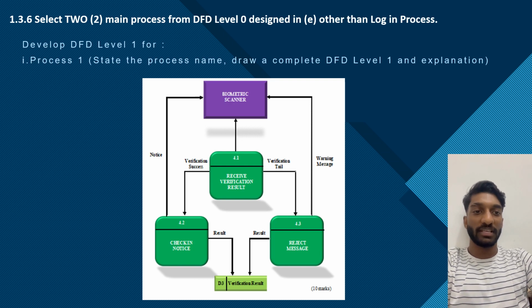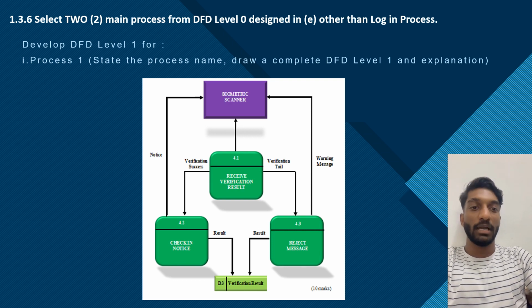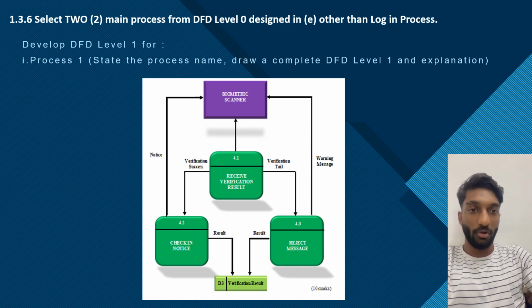Select two main processes from DFD level 0 designed in E other than the login process. Develop DFD level 1 for process 1. State the process name, draw a complete DFD level 1 and explanation. So this is our DFD level 1 diagram.